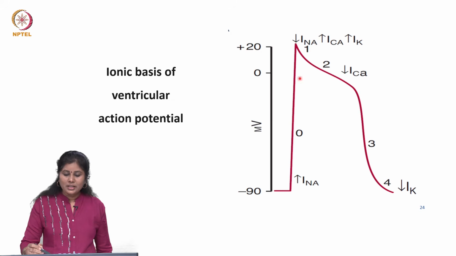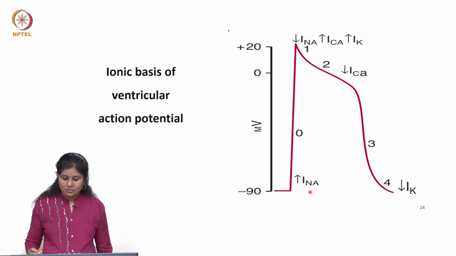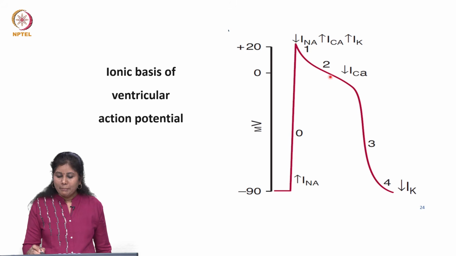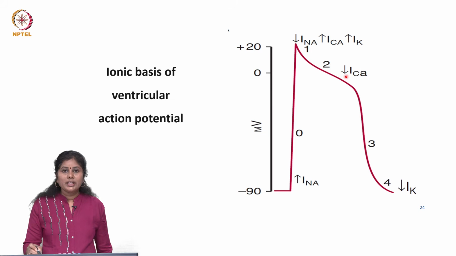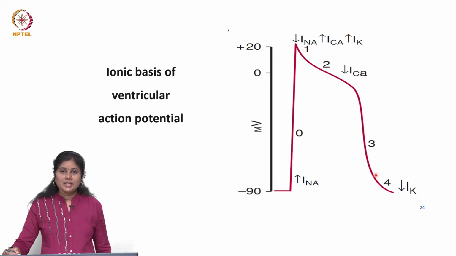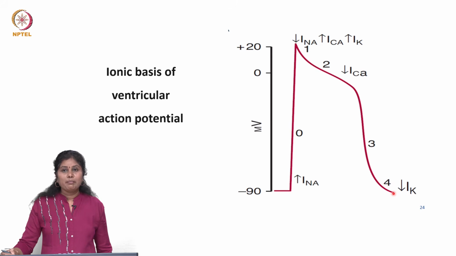Phase 0 is the rapid depolarization, this is because of the sodium currents. Then phase 1 will be the initial rapid repolarization, this is because of the closure of the sodium channels as well as opening up of the calcium channels. There will be a plateau phase, that is phase 2, which is done by the slow influx of the calcium ions, which will be followed by the repolarization phase 3 and back to the resting membrane potential phase 4.